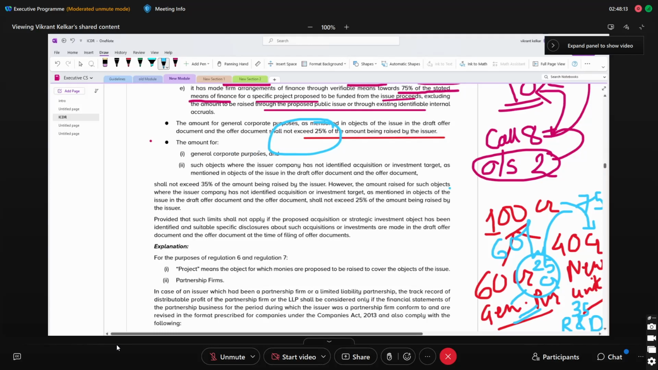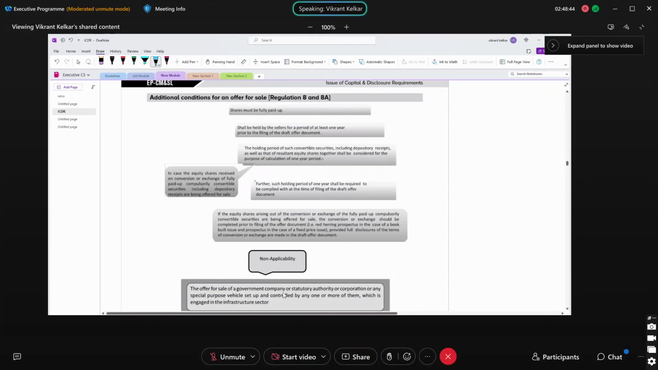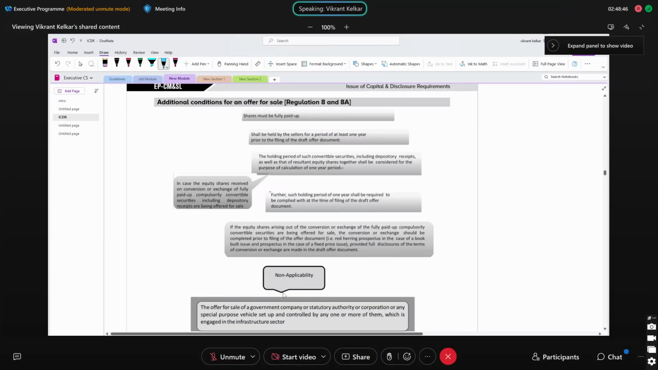Okay. Then one more additional condition is there. The amount for general corporate purpose and such objects where the issuer company has not identified acquisition or investment as target shall not exceed how much? 35%. So the basic threshold is 25%, but in typical cases, it might be maximum 35%. We'll discuss this tomorrow. Are you getting the point? That company should earmark the proper kind of purpose for when they are going to raise the funds. Have you got the point?